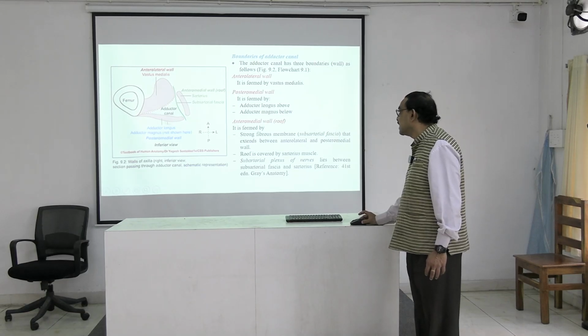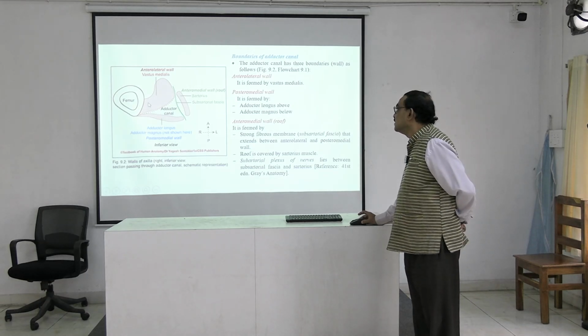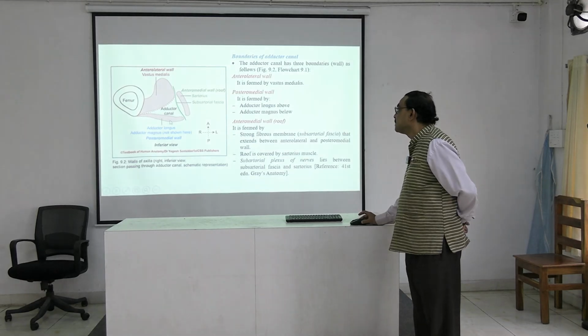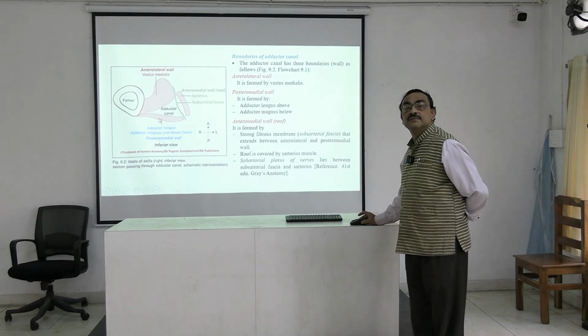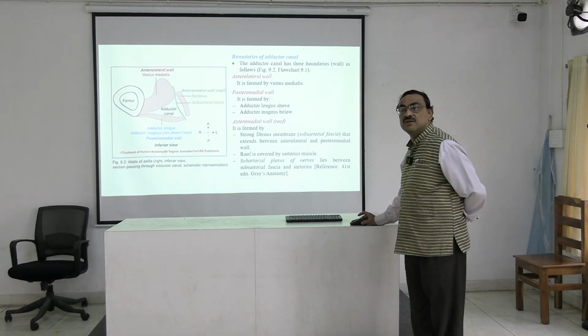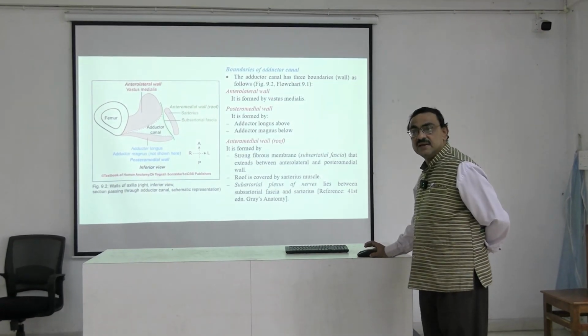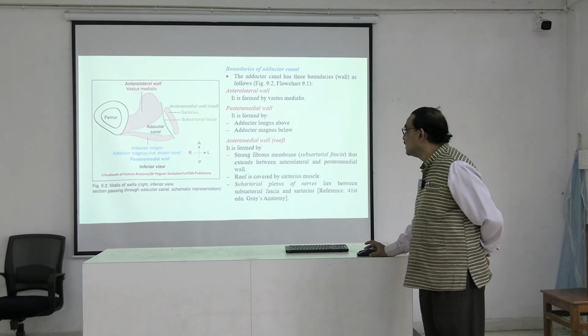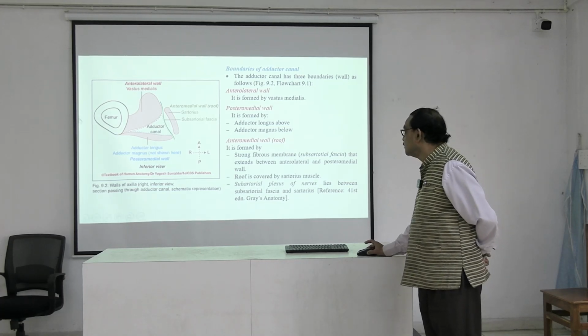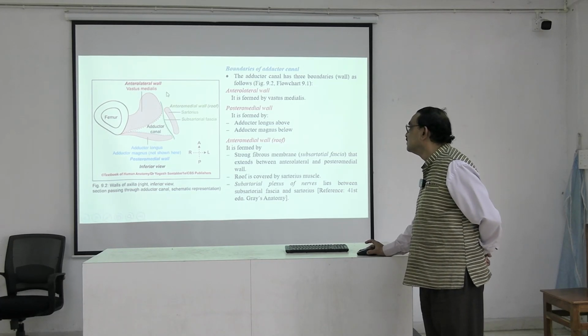So this is the canal. The canal is bounded in front or anterolaterally by the vastus medialis, posteromedially by the adductor, either adductor longus in the upper part and adductor magnus in the lower part, and the roof is formed by the sartorius, and below the sartorius we get a fascia which is called the subsartorial fascia, okay.